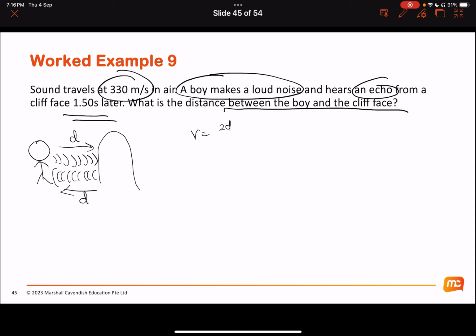Since v equals 2d over t, and he heard the echo only 1.5 seconds later, just substitute in all the values. d will be equal to 330 times 1.5 divided by 2. So you can do the math yourself. Right, so the answer here is 247.5, to 3 significant figures 248 meters.